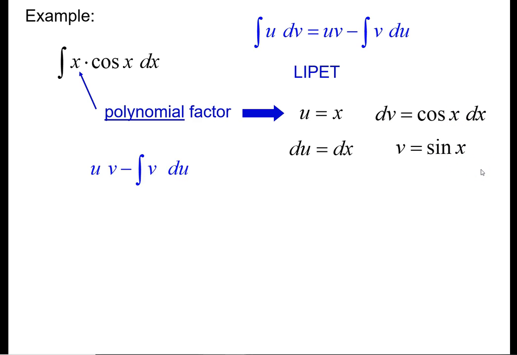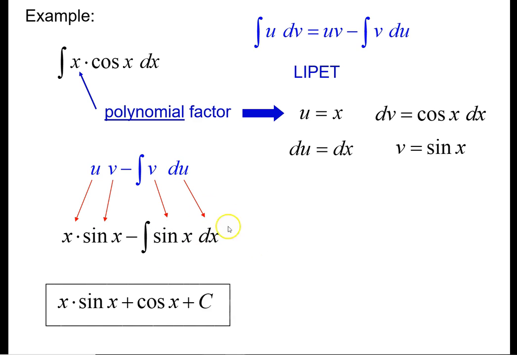So we're going to put it together in our formula. We've got u, which is x, times v, which is sine x, minus the integral of v du, so the integral of sine x dx. That we can integrate, so we're going to have to integrate again, but this is something we can handle. The antiderivative of sine x would be negative cosine x. Because of this minus sign, that became a positive cosine x. And that's your antiderivative for the original function.